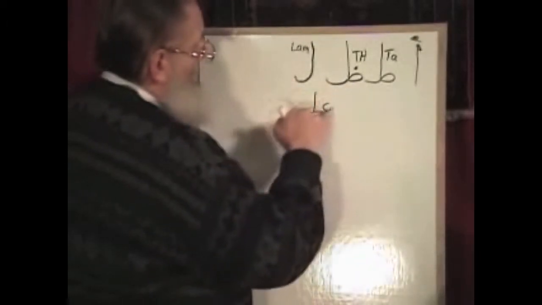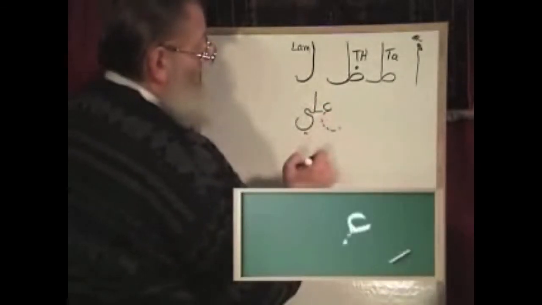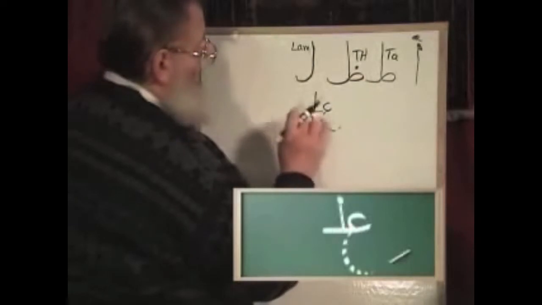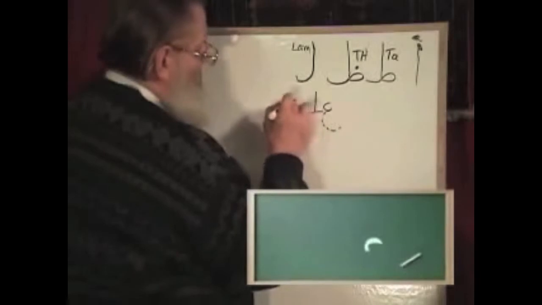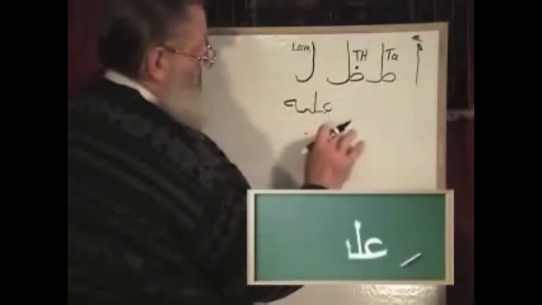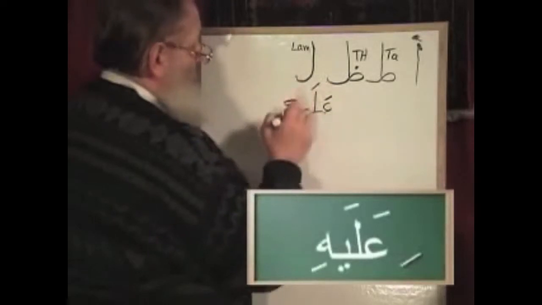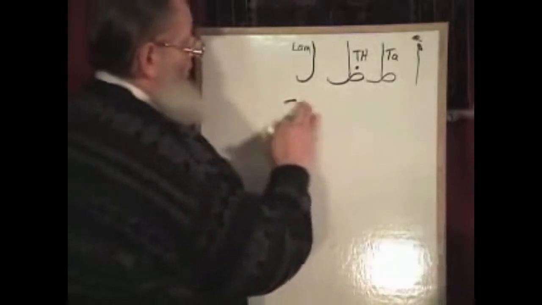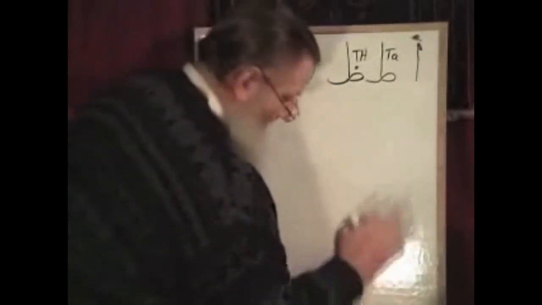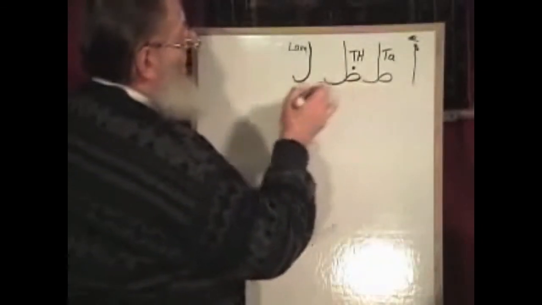But that was just to show you what happens when these letters, which used to have the big pot bellies, are going to be in a word like this. Now this will be "aleh", for instance, "alehi". We're going to talk about it later. Don't worry about it. I'm just showing you what happens when they're in a word and they connect to each other. So now we got alef, ta, tha, and lam.